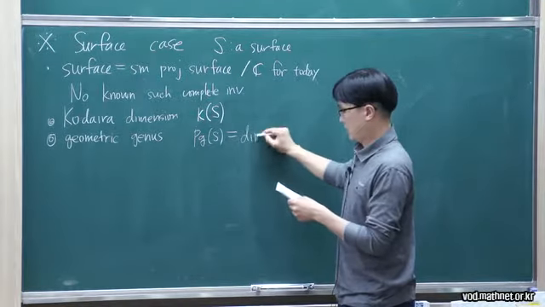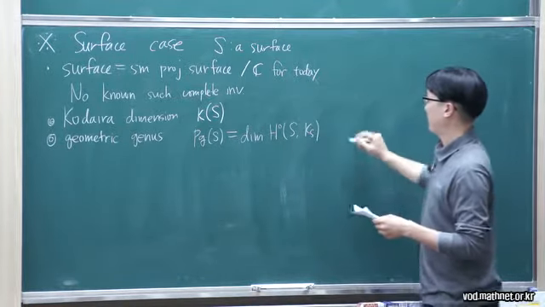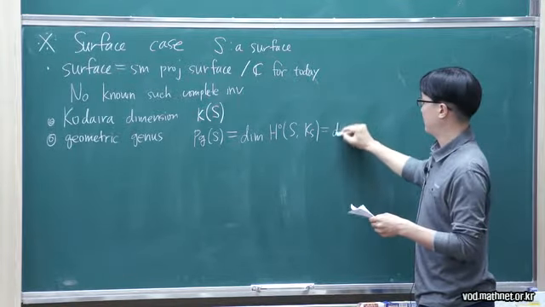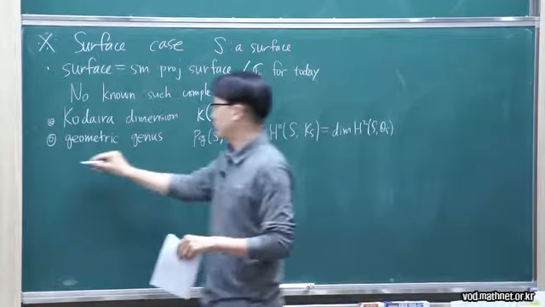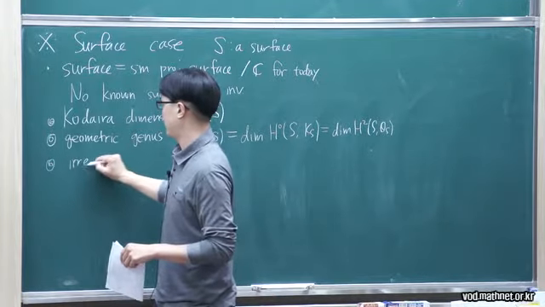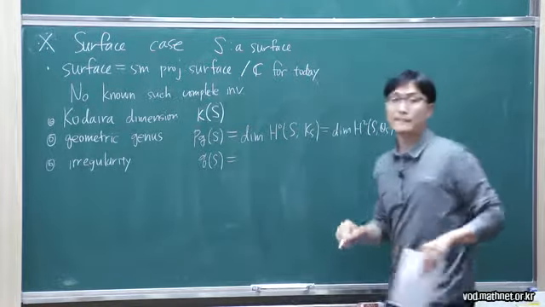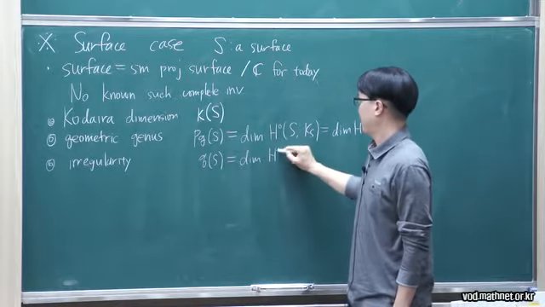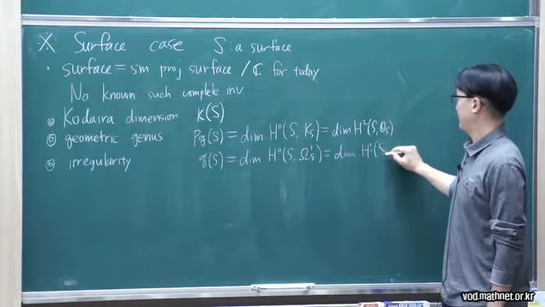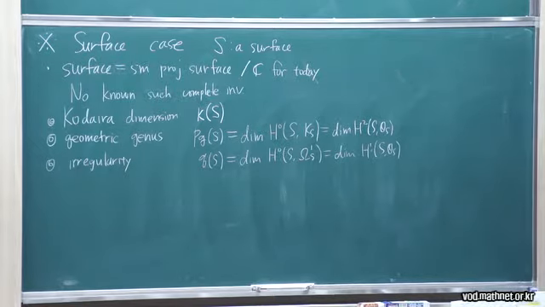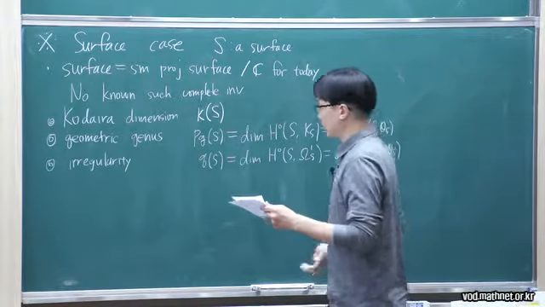And this is nothing but the dimension of the canonical divisor, so the same as H^2(O_S). Okay. And one more important birational invariant is irregularity, which is denoted by q(S), and it is H^1(O_S). So I guess almost everybody in the audience knows this kind of notions. Okay, so these are basic birational invariants.